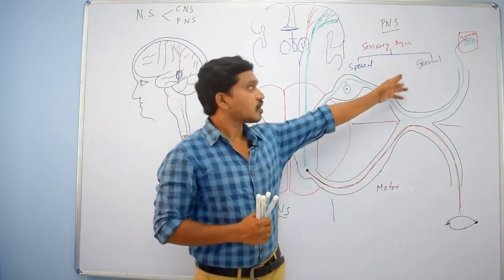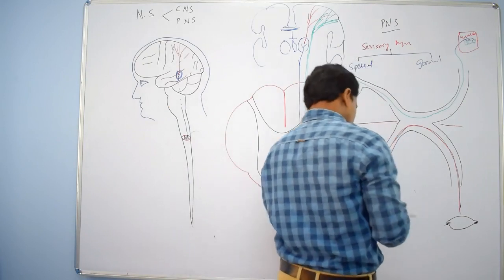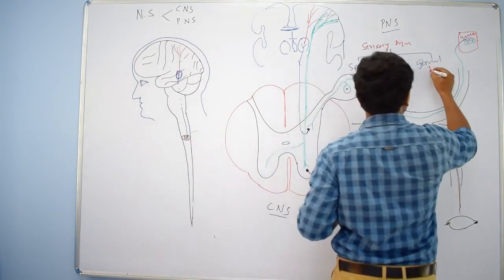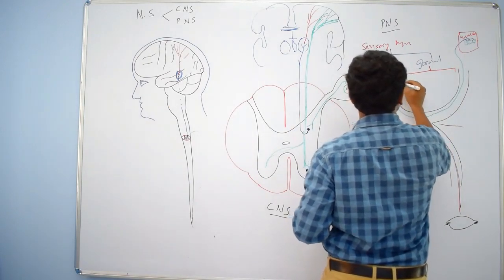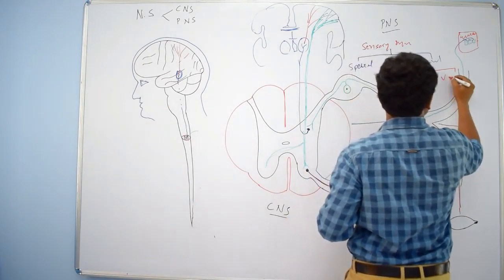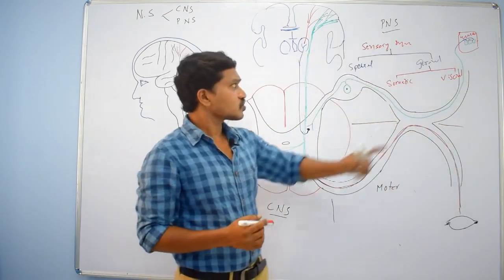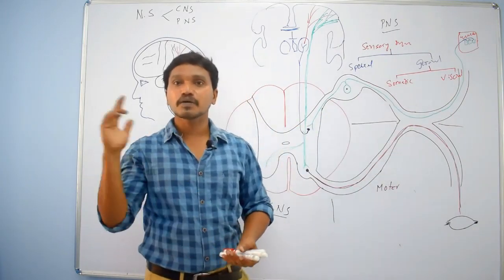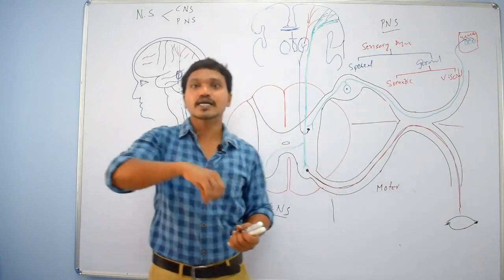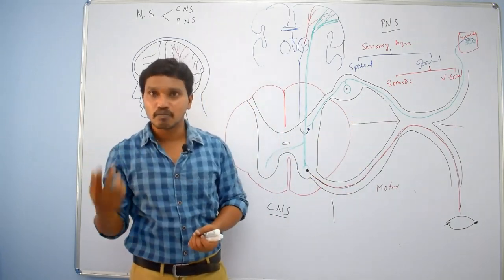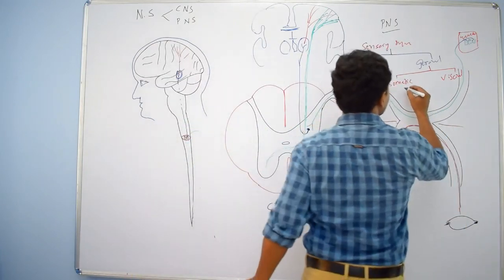Now, general sensations. This general sensory system we can again divide into somatic and visceral. Somatic means from the body wall: sensations which arise from the body wall. Of course, if you want, you can divide this one also into two parts.